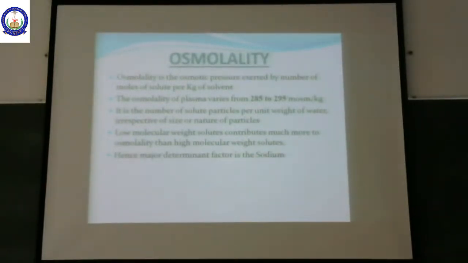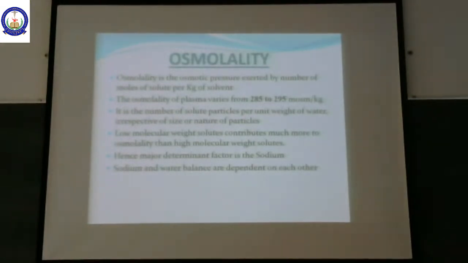Hence, the major factor which determines this osmolarity is sodium because it is in abundance everywhere in the body. Sodium and water balance are dependent on each other. I hope you know from physiology about the sodium potassium pump. In that, you must have read that whenever sodium enters into the cell, it also takes particles of water, right? So that is how sodium and water go hand in hand.